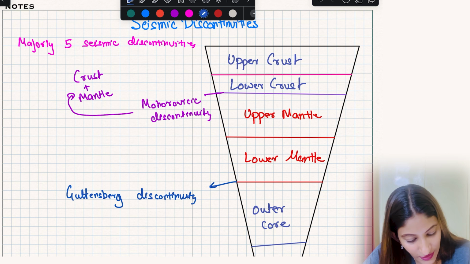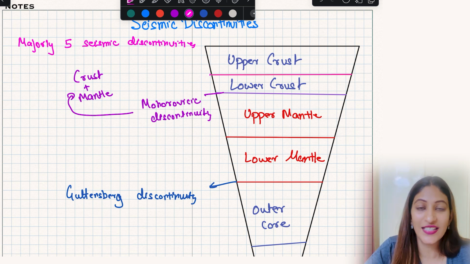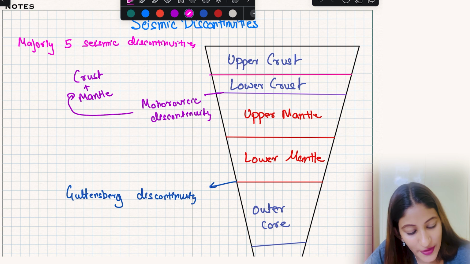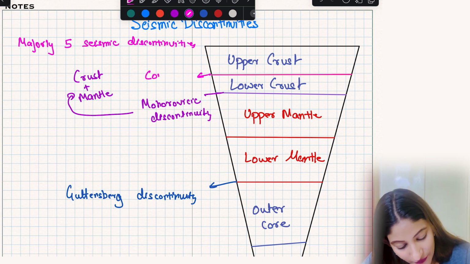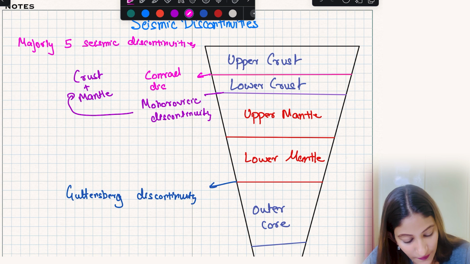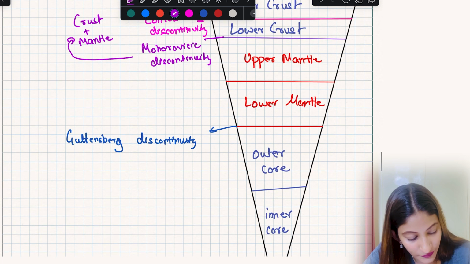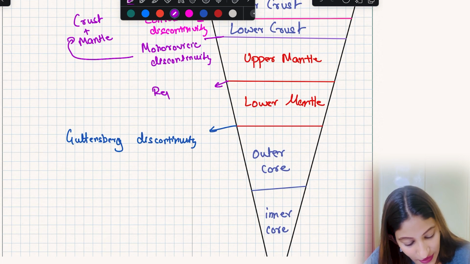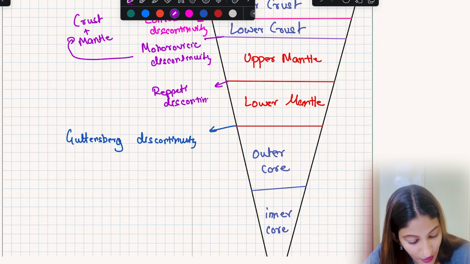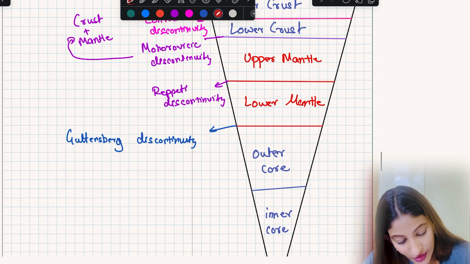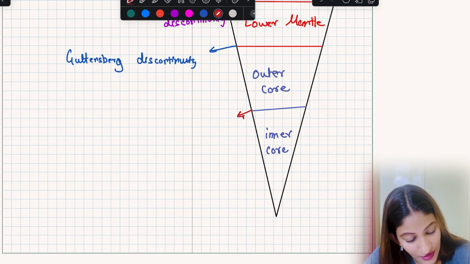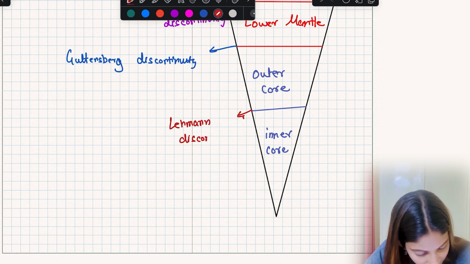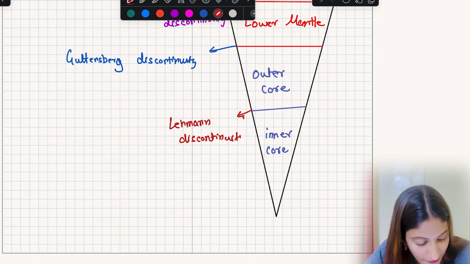Then finally, we have other discontinuities which exist within the same layer as well. For example, between upper crust and lower crust, we have Conrad discontinuity. Then between upper mantle and lower mantle, we have the Repetti discontinuity. And finally, between the outer core and the inner core, we have the Lehman discontinuity. So in this manner, we have 5 discontinuities.